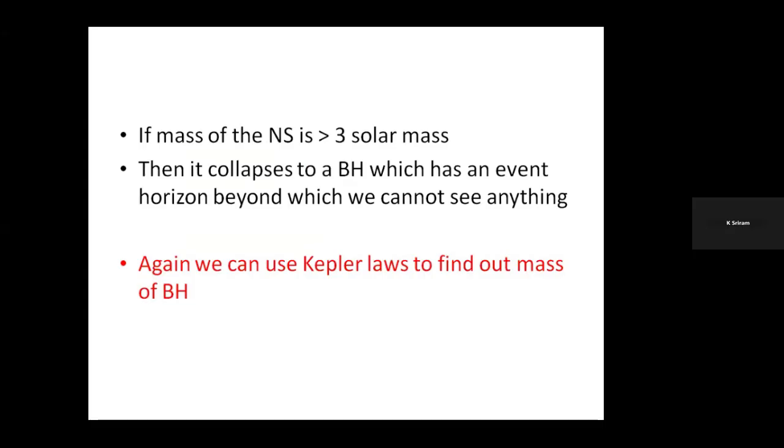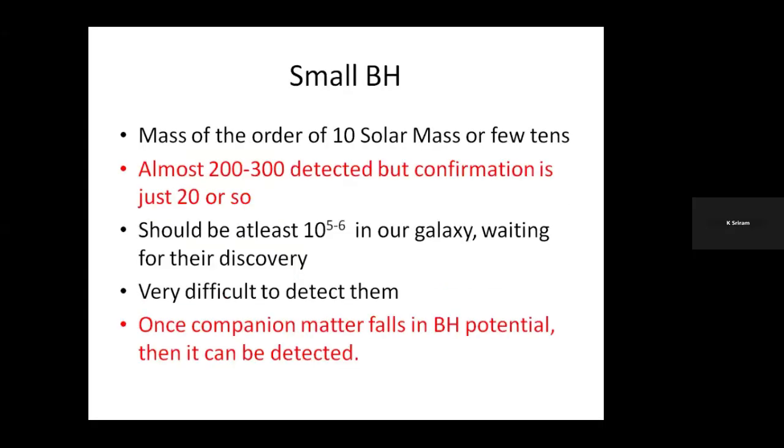These are small calculations. So now coming to the small black holes. Now I am on the slide of small black holes. Generally, small black holes have a mass range of the order of 10 solar masses or 20 solar masses, sometimes 30 solar masses. Right now we have detected more than 400 small black holes in our galaxy, but confirmation came for only 20 or 30, not more than that.